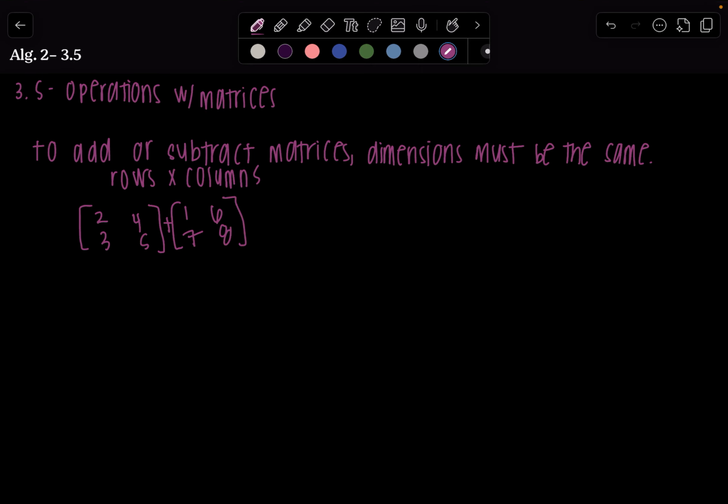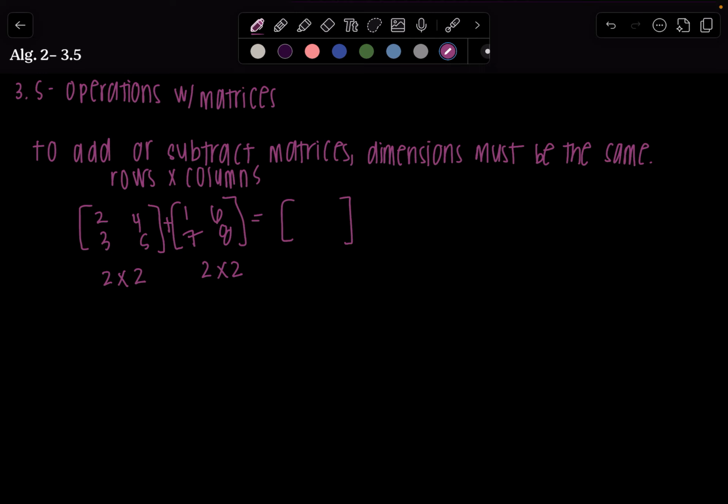If I have these two matrices, the matrix on the left, right here, is considered a 2 by 2 matrix because there are 2 rows, row 1, row 2, and 2 columns, column 1, column 2. So this is a 2 by 2. The right matrix is also a 2 by 2. Because the left matrix is a 2 by 2 and the right matrix is a 2 by 2, you can add them together and you are going to end up with the same dimensions, a 2 by 2.